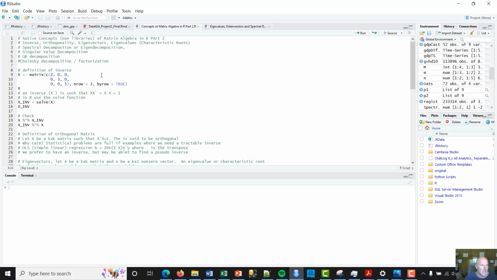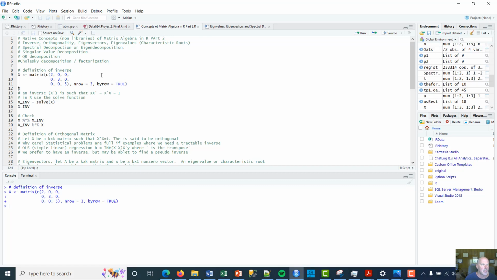So anyway, let's look at the definition of a matrix. I'm going to define X, this matrix, using the matrix function. By the way, when I say native, I mean that I'm not having to load any libraries. R natively comes with all these functions, so you don't have to load any libraries from CRAN or anything. All right, so I'm going to create this very simple matrix, a 3 by 3. I enter the number of rows, and sure enough, I get what I'm expecting: along the diagonal 2, 3, 5, and 0 otherwise.